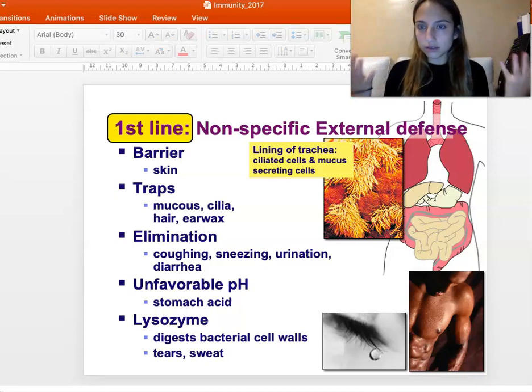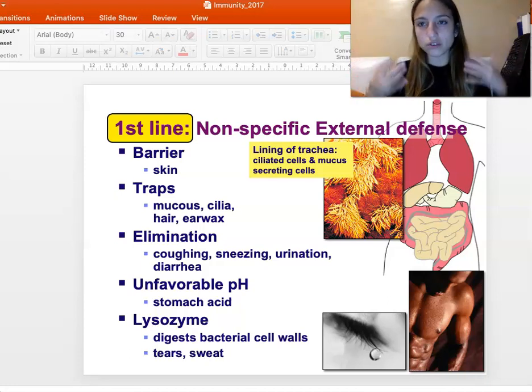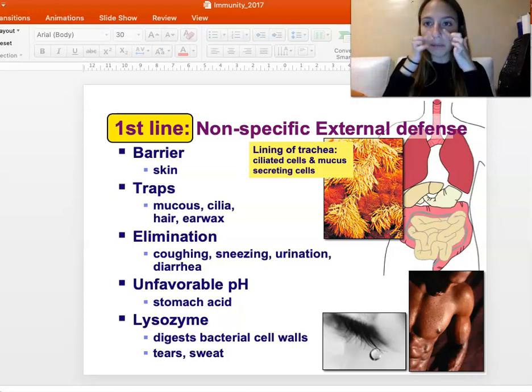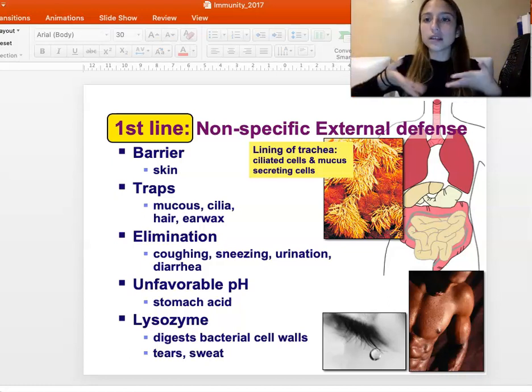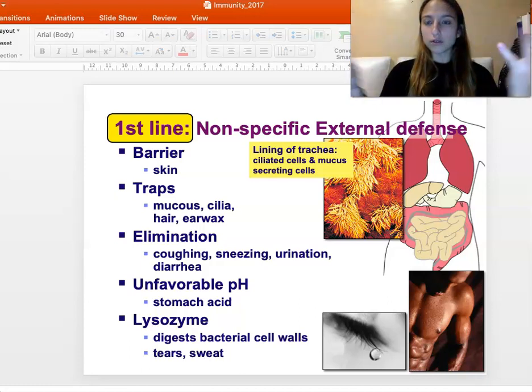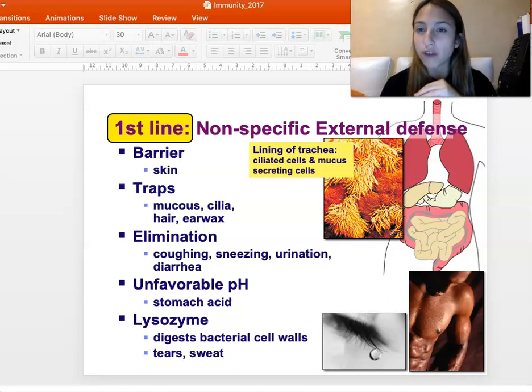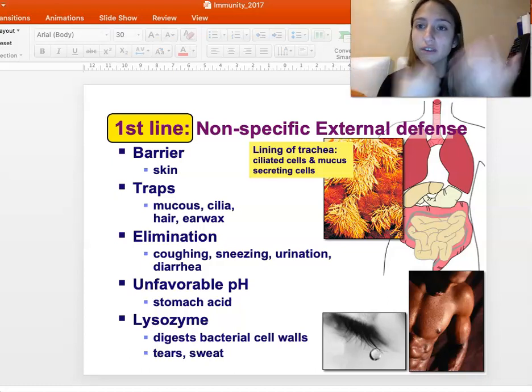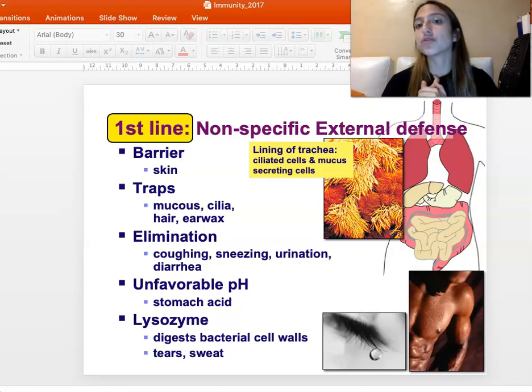And the function of those cilia and that mucus is that if any pathogen were to get stuck in your respiratory tract, these cilia can move that mucus up and expel it out of your system, so that it doesn't actually go into the internal organs and infect you in a very severe way. Okay, you also have hair.